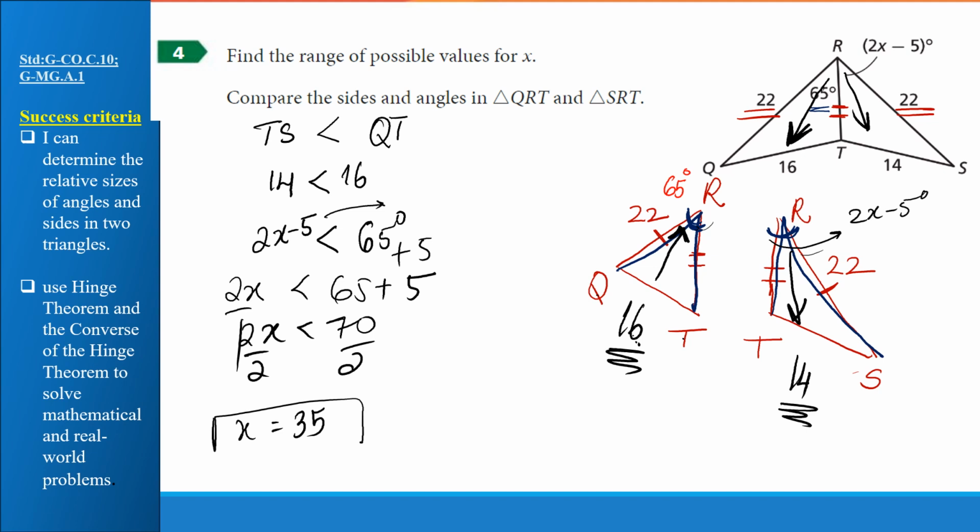Why am I finding it? It's not the exact answer. By putting this value, I won't get the exact answer, but I'm trying to find the range of this angle, and I can only find the range of this angle. Okay, so what else can I do from here? Now remember that this is one part of the range: x should be less than 35.